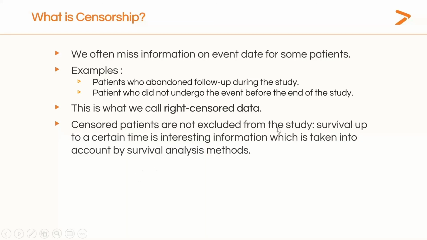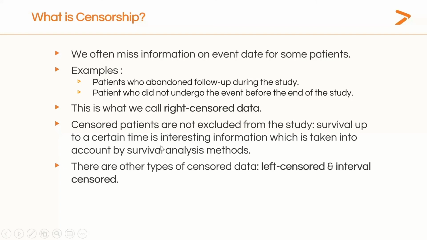Censored patients are not excluded from the study. Survival up to a certain time is always interesting information, which is taken into account by survival analysis methods. Okay, so this is right censored data. You should know that there are other types of censored data, such as left censored or interval censored. For left censored data, we don't know precisely the date of the start, for instance, the start of the treatment for this patient or the occurrence of a disease for this patient. This happens if we're studying, for instance, the time to death since the occurrence of a disease. So this is left censored. But most of the time, we investigate right censored data.